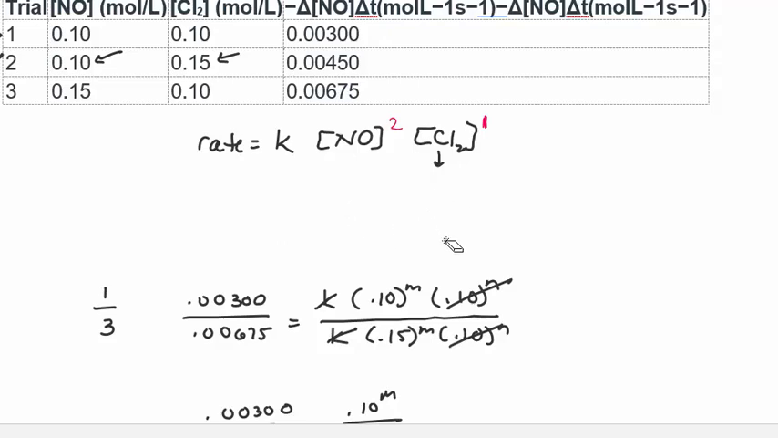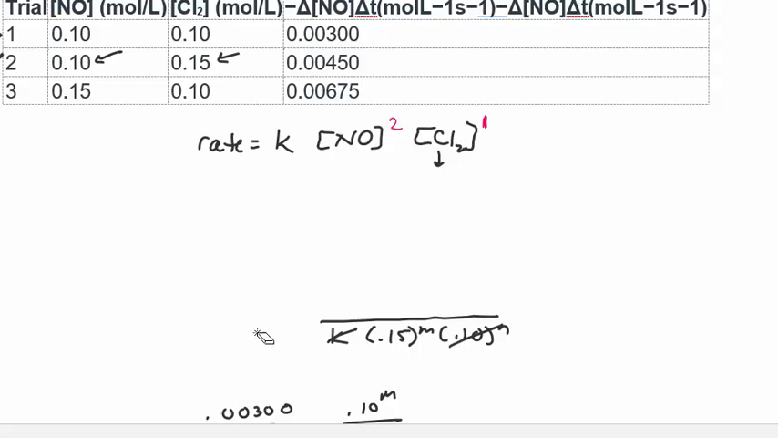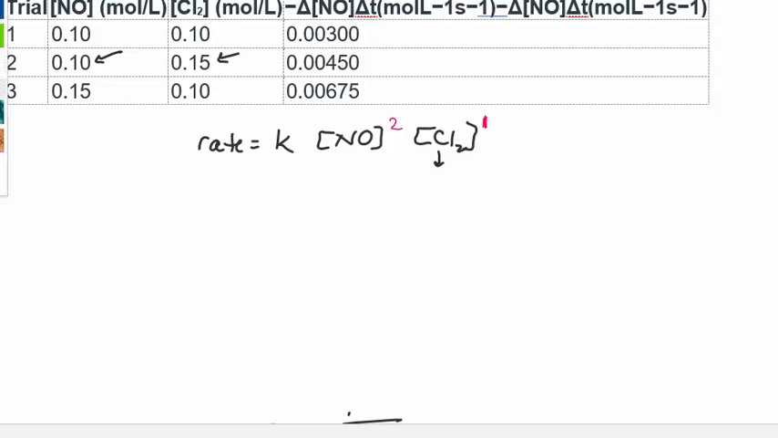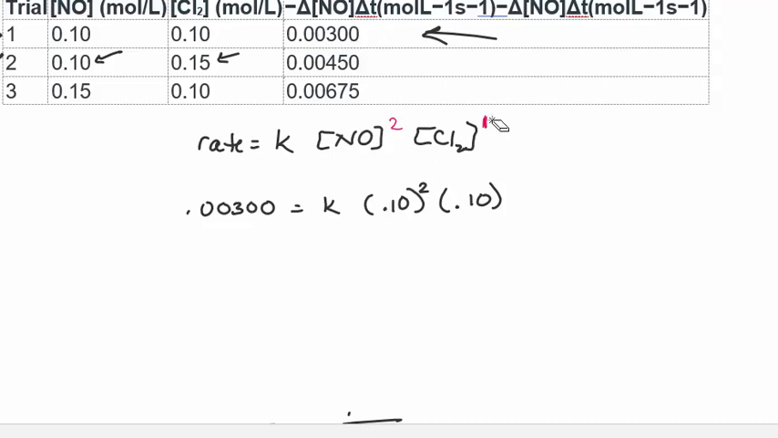The only letters that should be part of a rate law are the chemicals themselves. So I'm going to take just one of my experimental values here and plug it in so that I can then calculate my K. So to do that, I'm just going to use trial 1 here because it's here. 0.00300. It should be the same regardless of what you use. Plug in the value for NO, 0.1, square it. Plug in the value for Cl2, 0.1. Yeah, you leave that one alone because the exponent is 1. And then solve for K. So I get a K is 3.